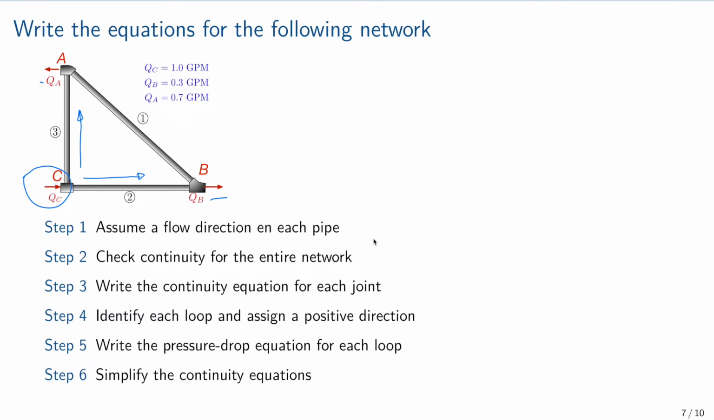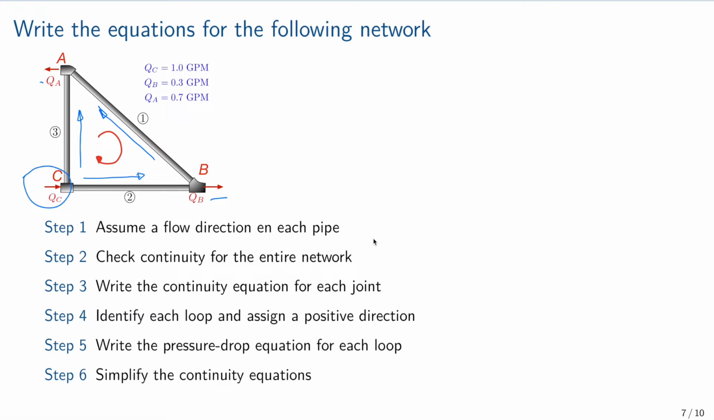And in pipe 1, it could be either way, so we can assume that this is the direction in pipe 1. Now we also need to define the direction of the loop. It's a good idea to keep a simple direction, so the same direction for all the loops. In this case we just have one loop. The third thing that we need to do is to corroborate that there is conservation of mass in the whole system. So we have one input and two outputs.